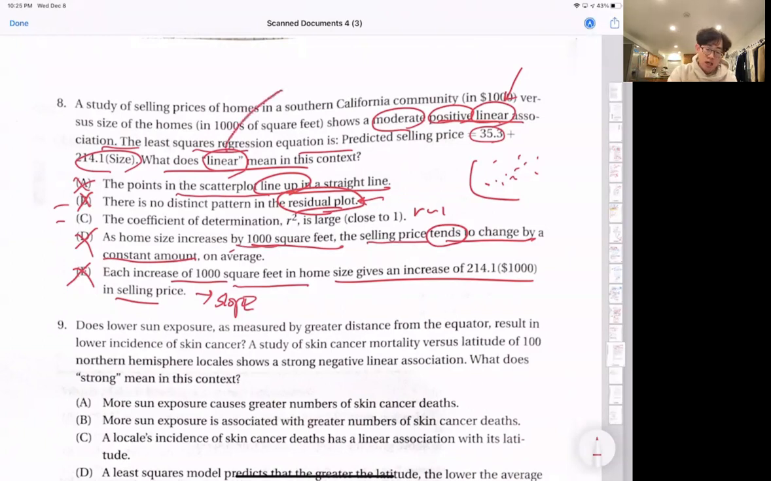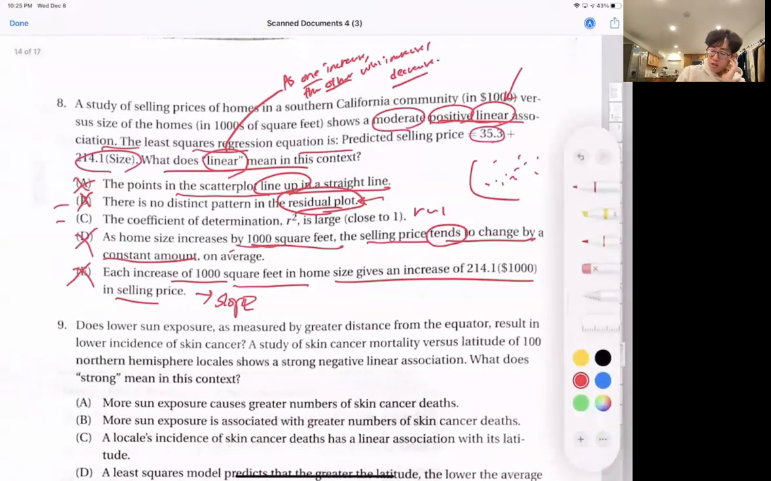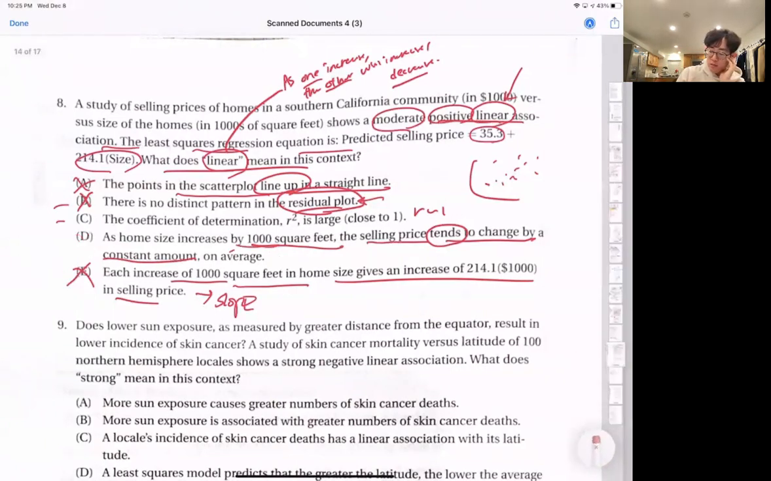Okay, yes. As one increases, the other, when I say the one and the other, it means the variables, the other will increase or decrease in the same particular manner, like the same particular amount. So sorry for this one, but this is just straight up my fault.